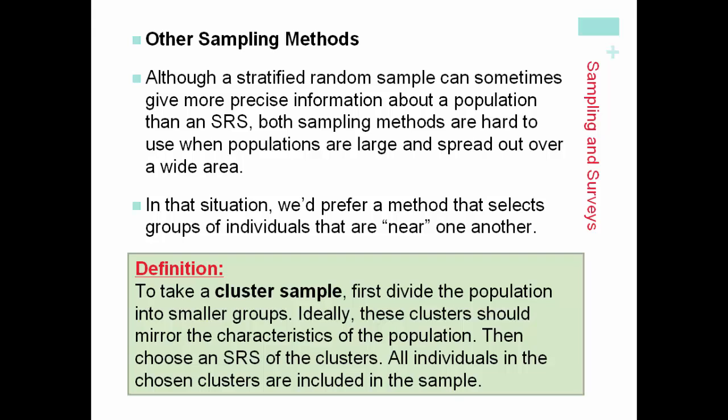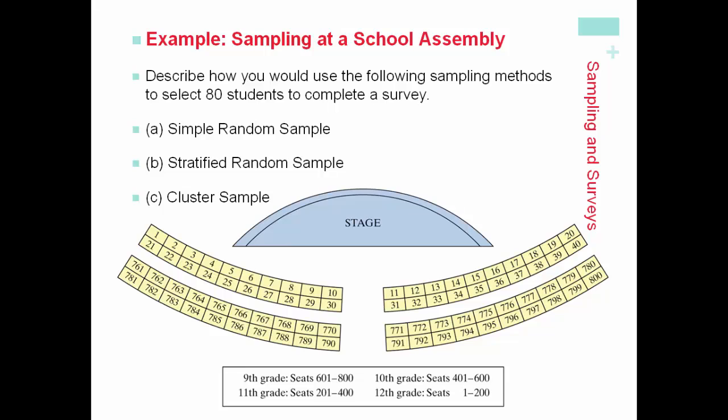To take a cluster sample, as it's called, first divide the population into smaller groups. Ideally, the cluster should mirror the characteristics of the population. Then choose a simple random sample of the clusters. All individuals in the chosen clusters are included in the sample.